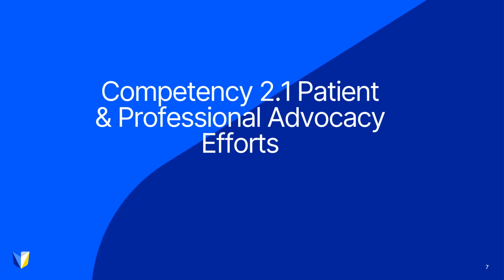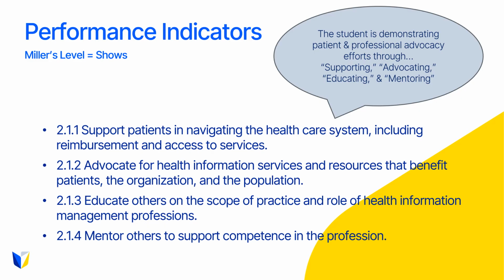Competency 2.1, Patient and Professional Advocacy Efforts. Performance indicators. Miller's level shows. Keep this in mind. We measure student mastery attainment at the competency level, utilizing the College of Health Sciences AHIT FEM competency outcomes. Our performance indicators are those tasks, processes, and/or knowledge and skills we expect to see students completing that meet the competency. This is true of all of the competencies at the associate and bachelor level for CAHIM accredited programs.